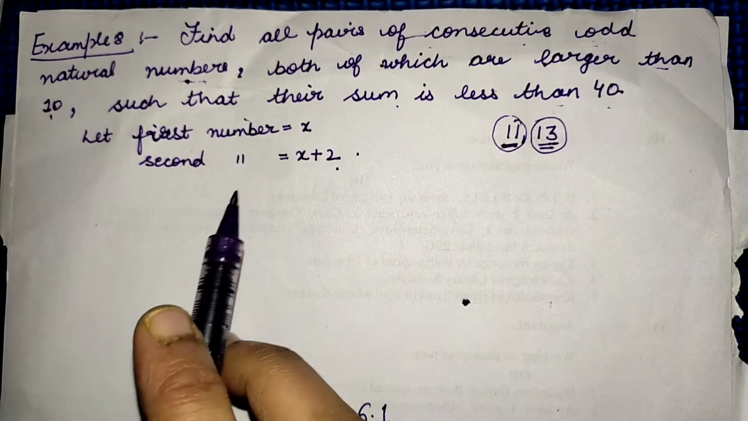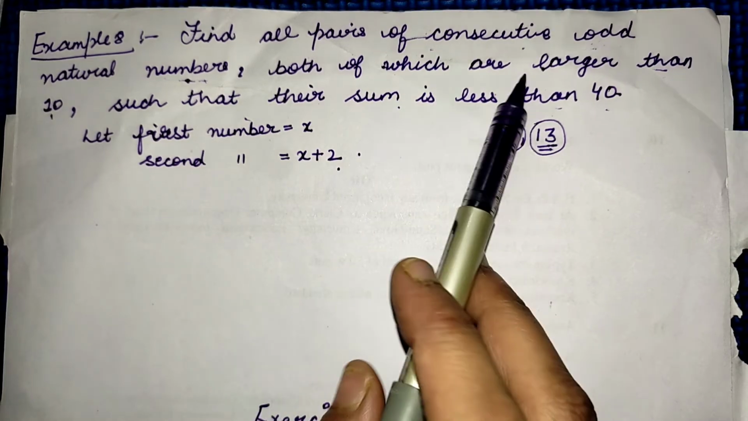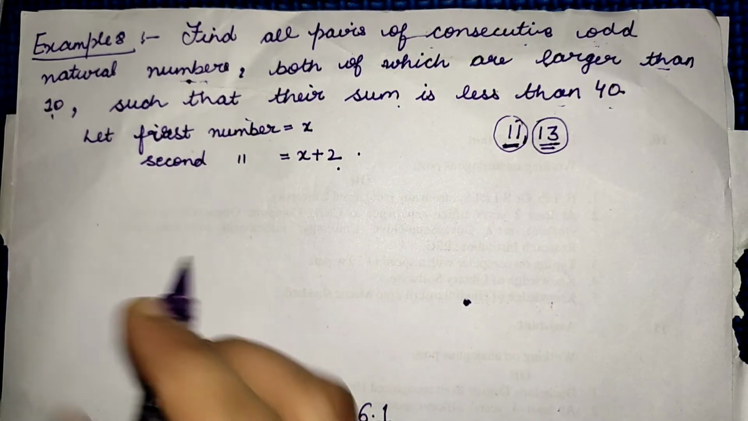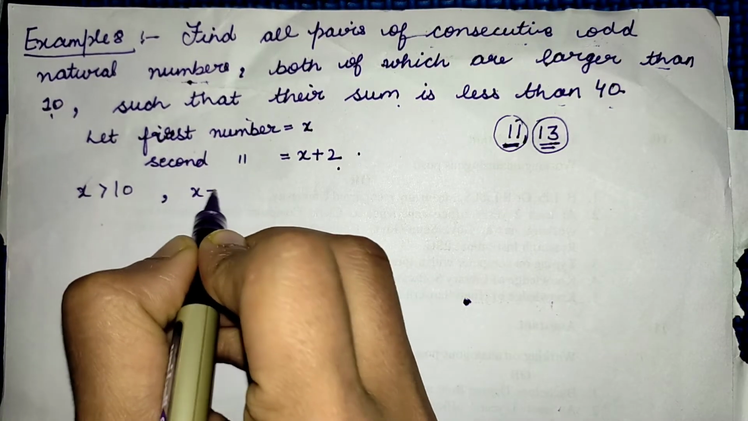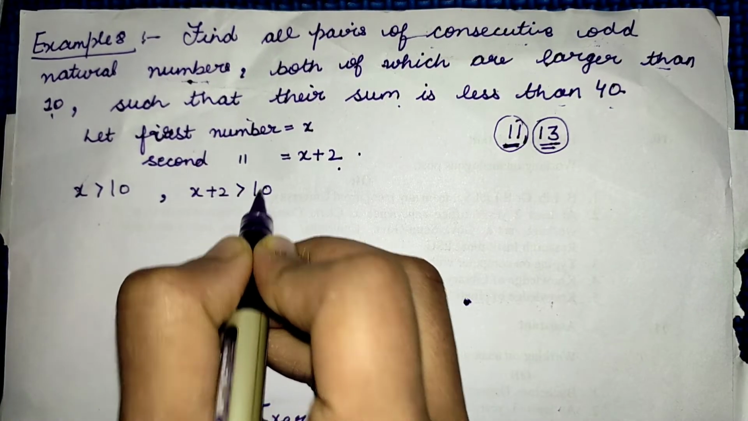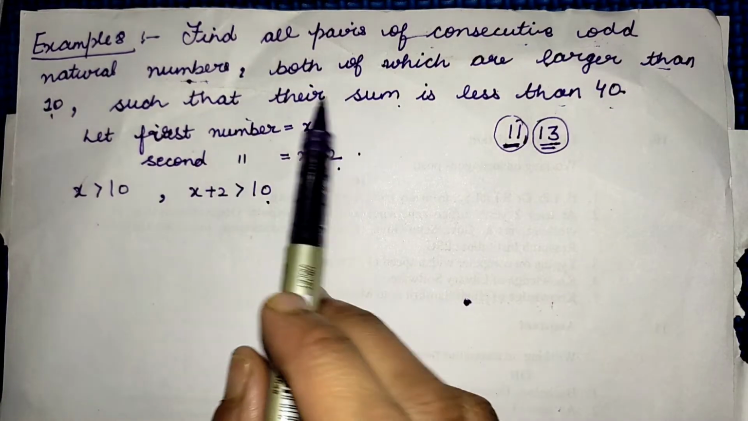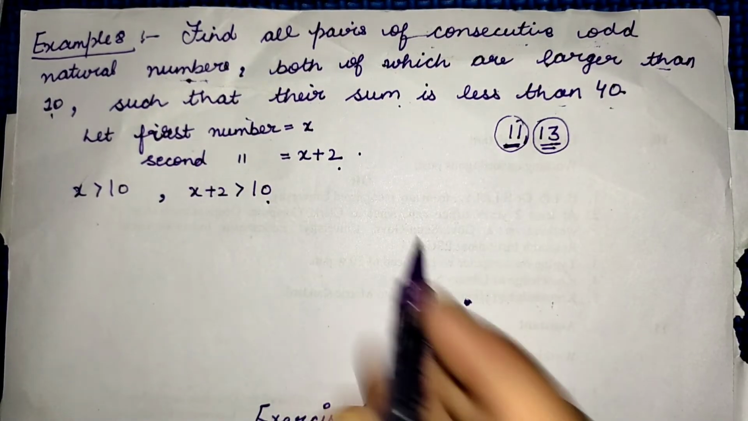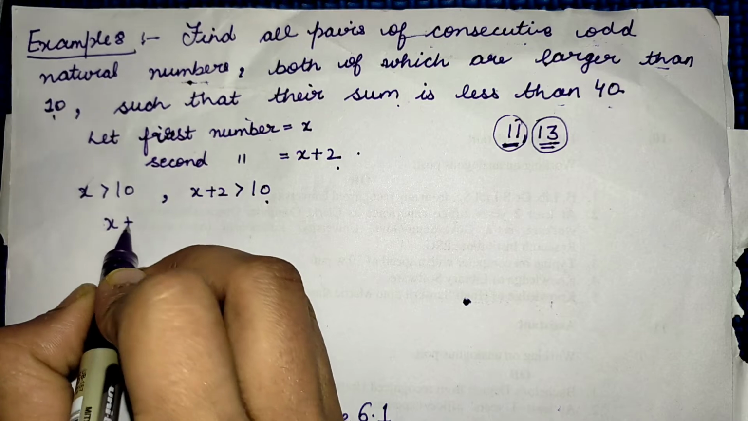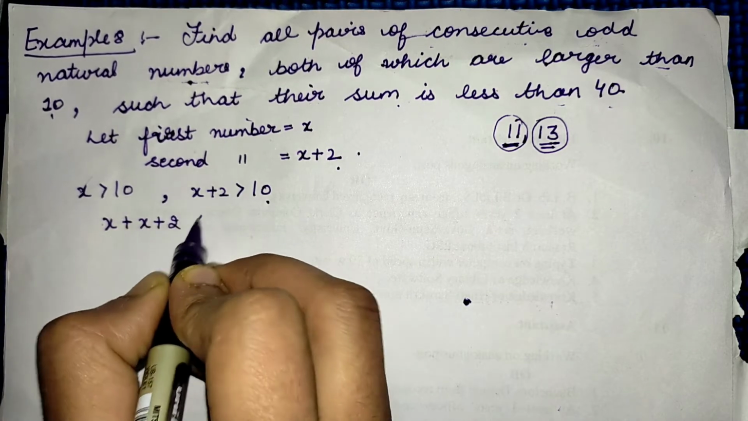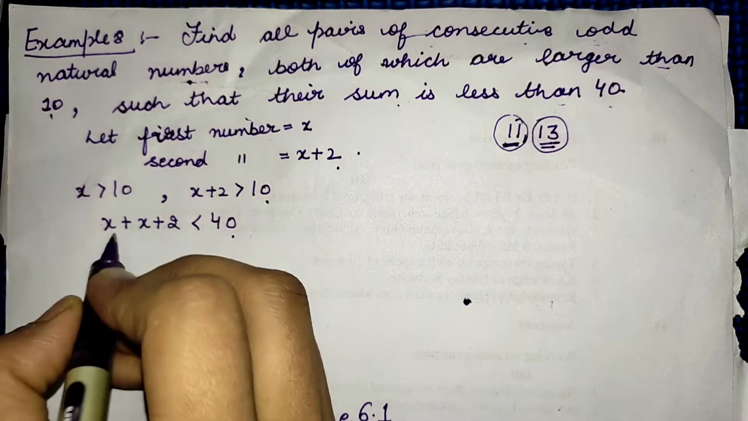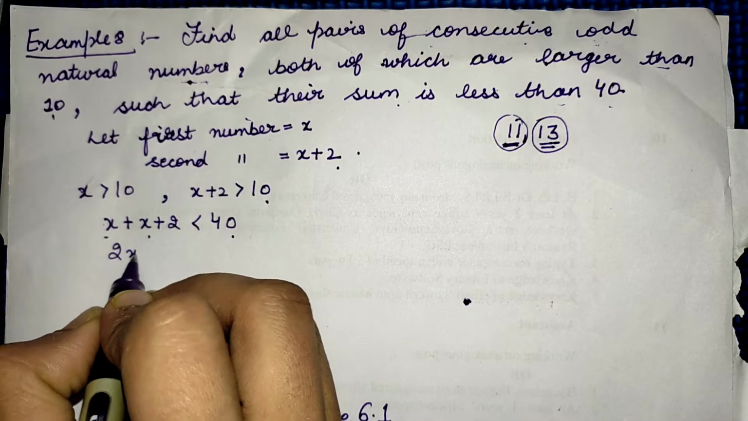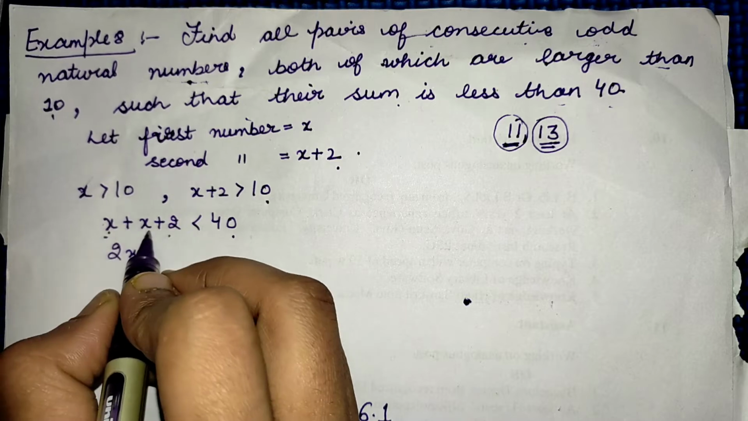Okay. And next in the question it is given that both of which are larger than 10. It is given that x is also greater than 10 and x plus 2 is also greater than 10, such that their sum is less than 40. Means if I do the sum of all these, then my sum is less than 40. Okay, so solve this inequality and we will get our answer.